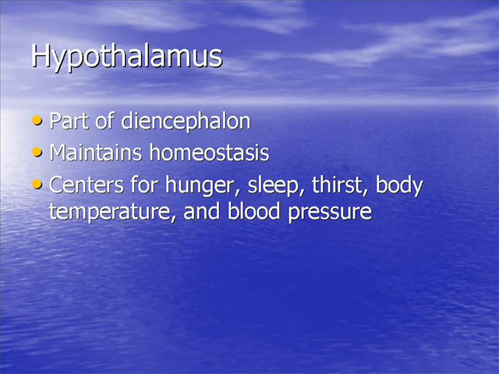Now the next part of your brain is the hypothalamus. As I said before, this is a part of the diencephalon along with the thalamus. So it's kind of easy to remember the hypothalamus and the thalamus both belong to this structure called the diencephalon. And your hypothalamus is responsible for maintaining homeostasis, so keeping your body in that state of balance. Also in your hypothalamus, you're going to find the centers for things like hunger, sleep, thirst, body temperature, and blood pressure.